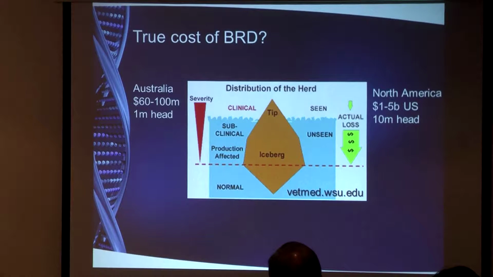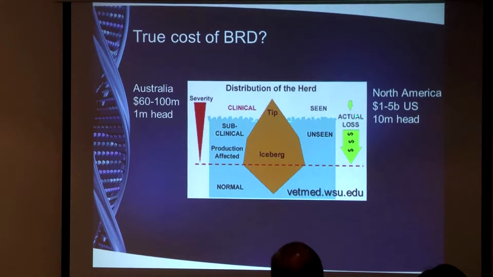In terms of the actual cost to the industries that we work with, in Australia our feedlot sector turns off about 1 million cattle every year, and BRD costs somewhere between $60 and $100 million annually. In North America, that figure is somewhere between $1 and $5 billion a year, depending on what you read and who's written it. But the industry is about 10 times larger.